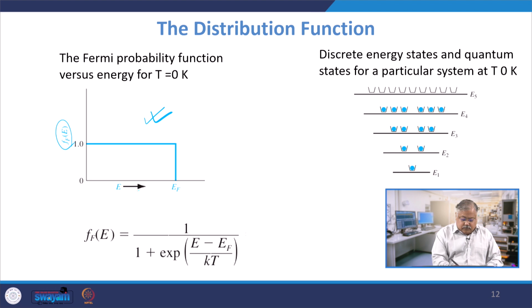So if you plot f of E versus E, this is the energy state which is giving you 1. At EF it goes to 0, and beyond this it is still 0, up to whatever maximum value you want to take.